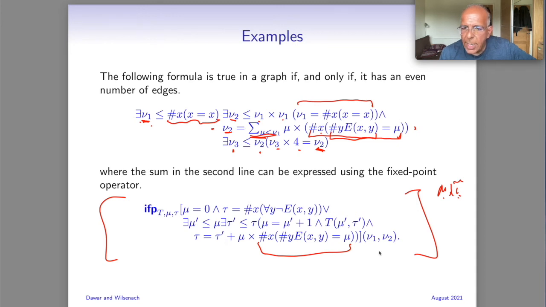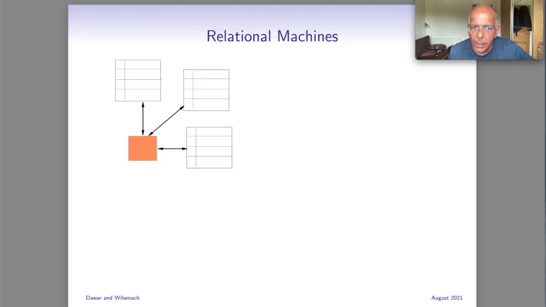And then at the end you say that nu1 and nu2 are in the fixed point of this. Okay, which is really to say that nu2 is exactly this sum. I'll leave you to examine this in detail yourself.